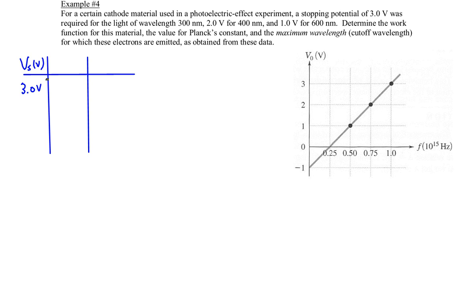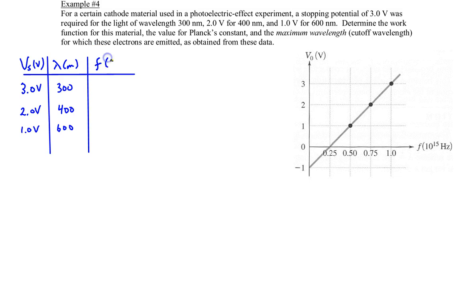And then for that particular wavelength, this is the wavelength lambda in meters. This is 300 nanometers, and we have 2.0 volts, and we have 400 nanometers, and then we have 1.0 volts, and that will give you 600 nanometers. And we're asked to plot a graph, which is actually shown already here, and determine a number of things.